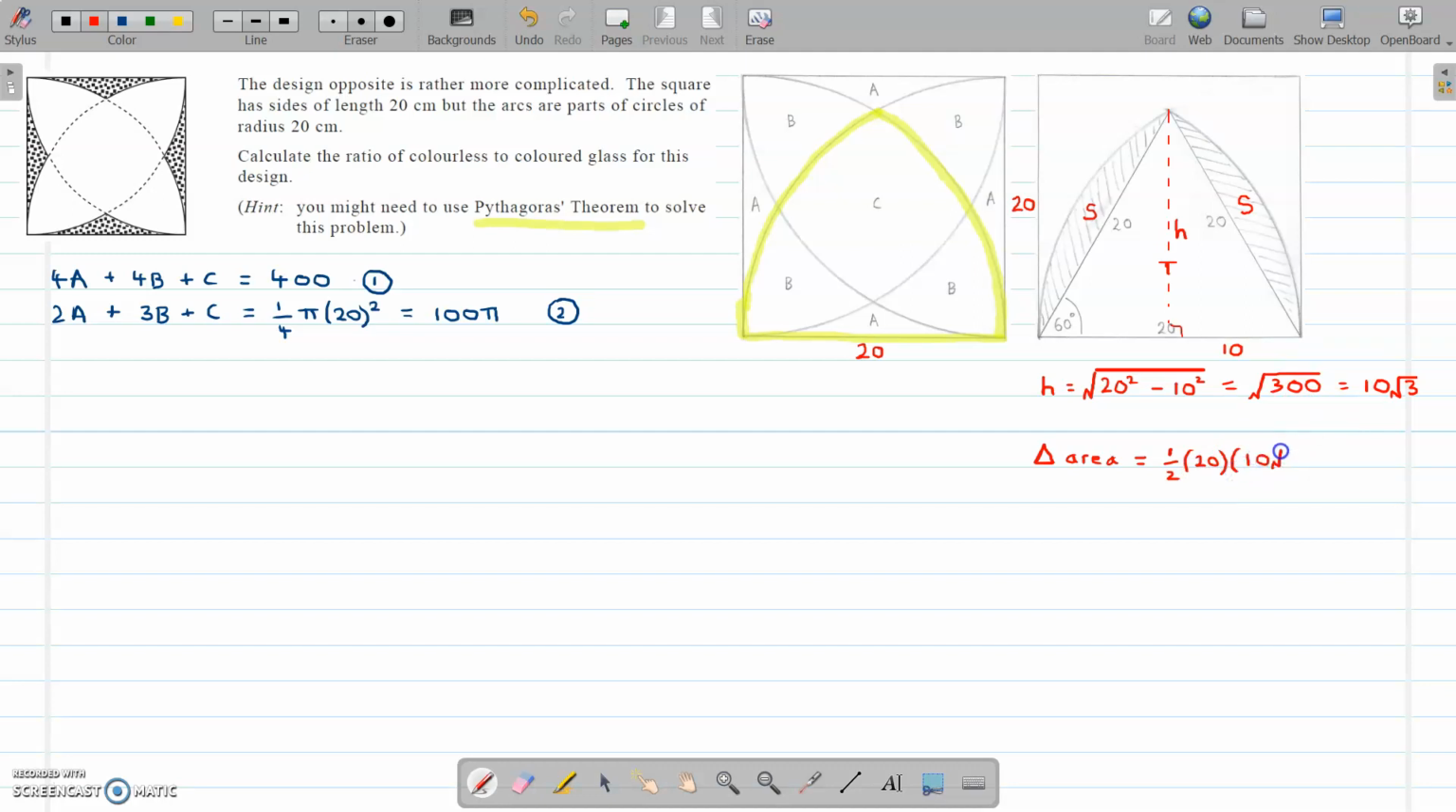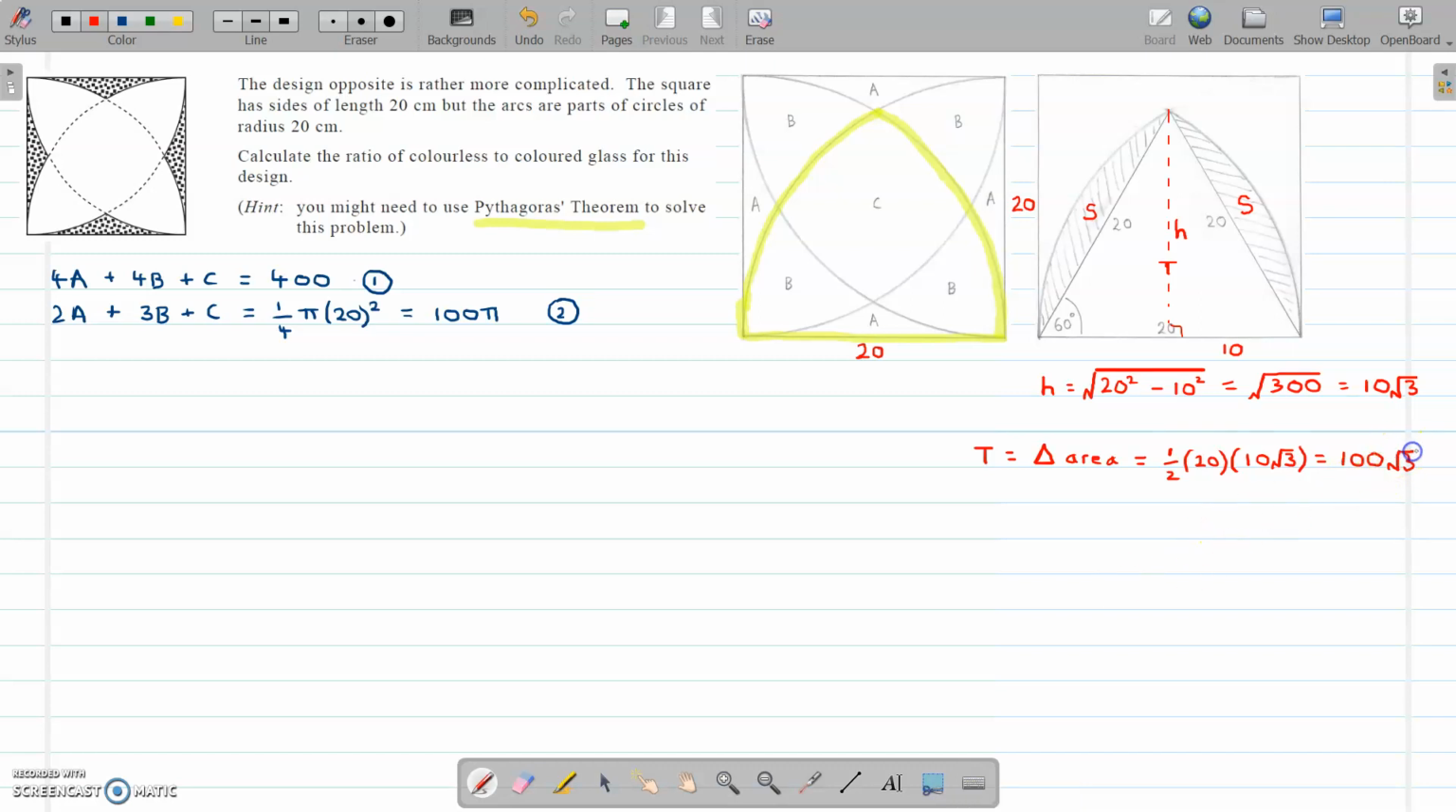If we put all that together and simplify it without evaluating it as a decimal, just leaving it in what we call simplified surd form, half of 20 is 10, times 10 is 100. It's 100 root 3. That is the area of T, the triangle T. So I'll just put T there to show what that equals.